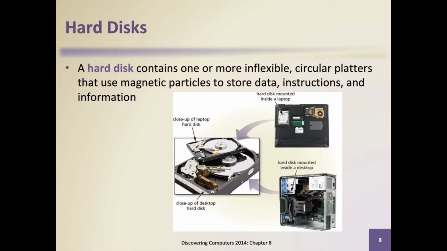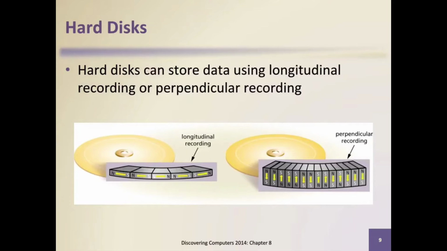A hard disk contains one or more inflexible, circular platters that use magnetic particles to store data, instructions, and information. The hard disk has become the primary media for storing software programs and files. The system unit in most desktop and notebook computers contains at least one hard disk. Hard disks can store data using longitudinal recording or perpendicular recording.